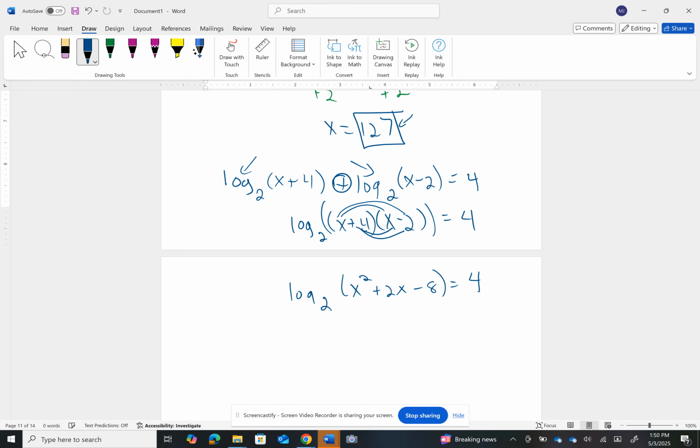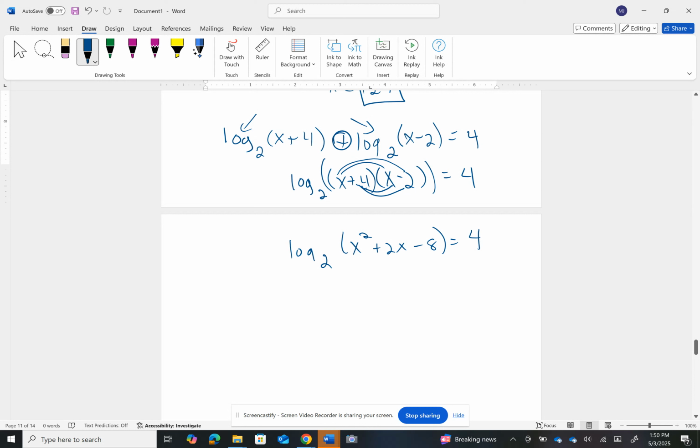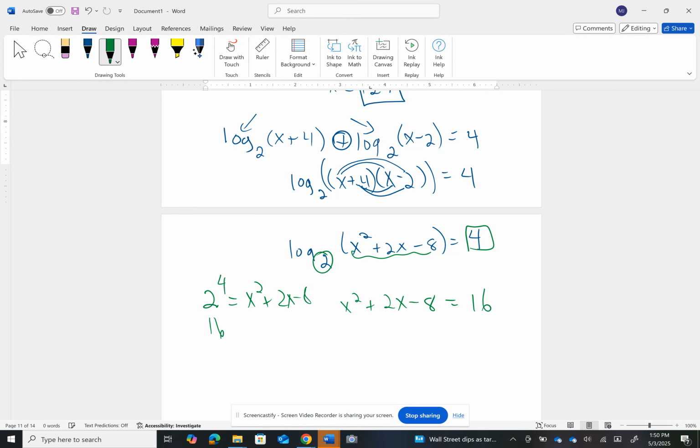All right, now at this point we need to do what we did on the previous problem. We need to work to undo the logarithm. So one way to do it is to do 2 raised to the left side, 2 raised to the right side, so that these are inverses, and you're left with x squared plus 2x minus 8. And that would equal 16 in this case. Or you can say to yourself, so this is the base, the exponent would be 4, and that has to equal x squared plus 2x minus 8. You'd get the same thing, right?